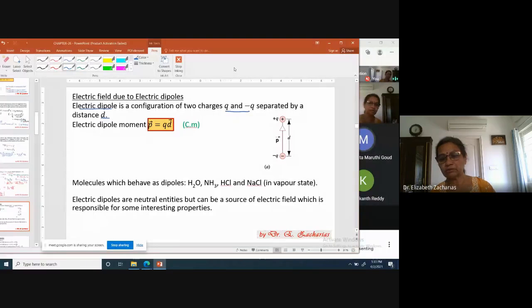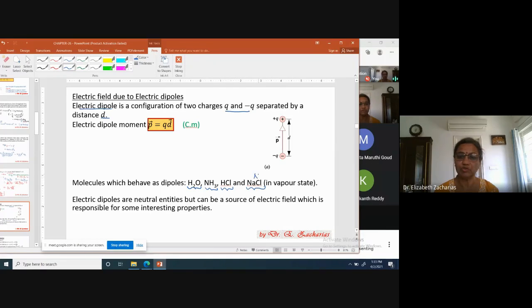So you heard it. Ranjini madam talked about dipole in the first two classes. She told me that she's talked about dipole in the first two classes, and nobody seems to remember that. So remember, certain molecules behave like dipoles: ammonia, H2O, HCl, and NaCl in the vapor state.